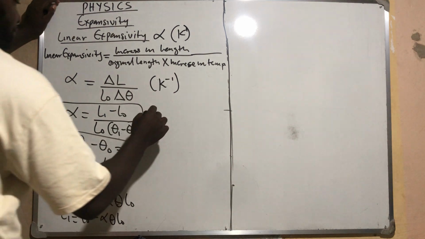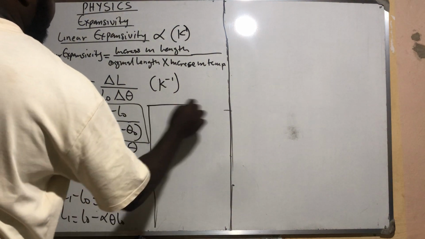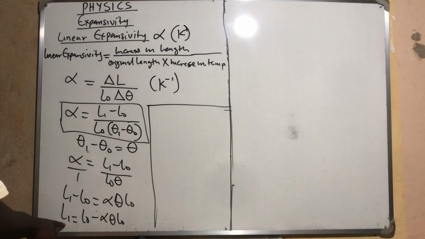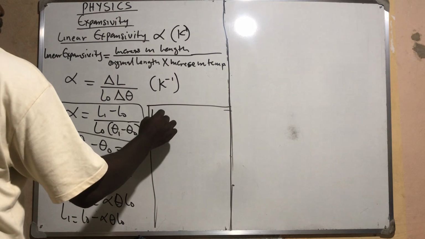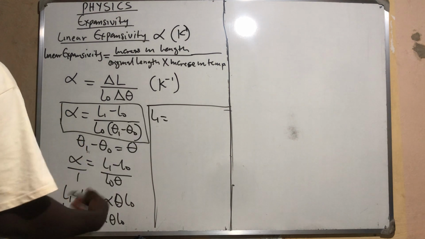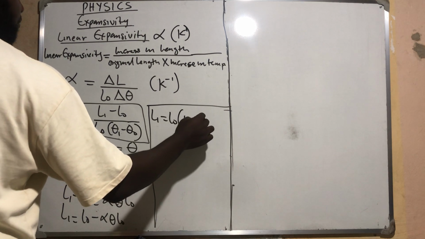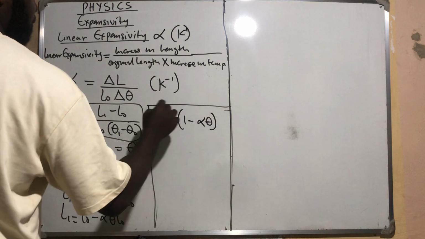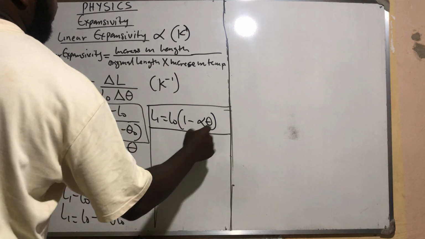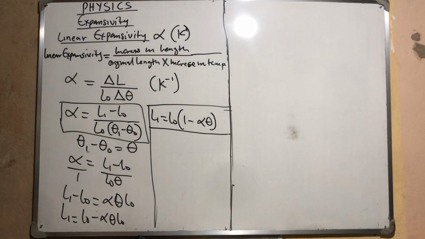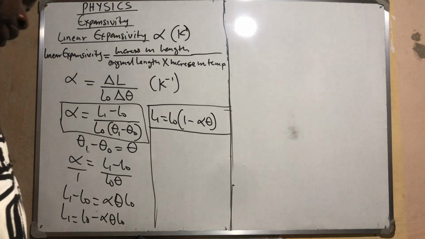Permit me to finish it up here. I want to get the new length. The new length L1 will now be, if you decide to factorize, L0 in bracket of 1 plus alpha theta. So this is the formula to get the new length. This is the formula to get your new length.